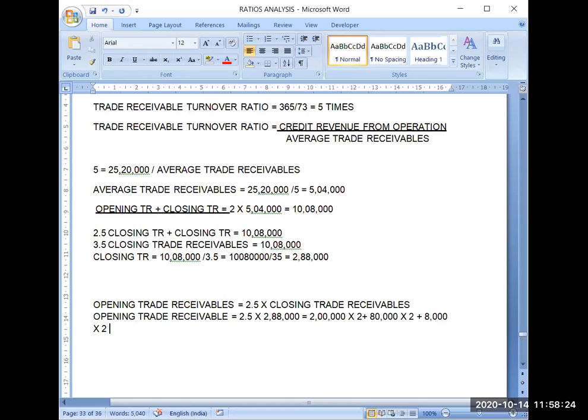Then you have to multiply it by 5 also. So 2,88,000 multiplied by 0.5 also. So now how much it will come? First answer will be 4 lakh, then plus 1,60,000 plus 16,000, then plus 0.5 means 1 upon 2.